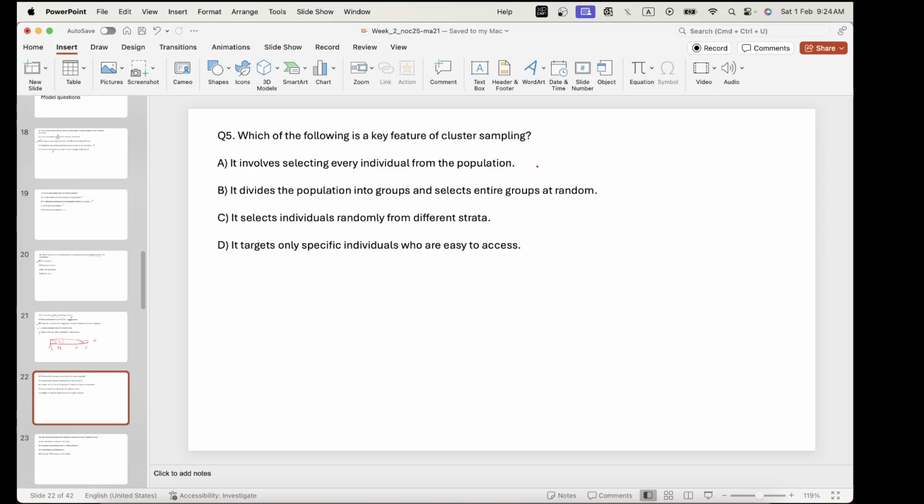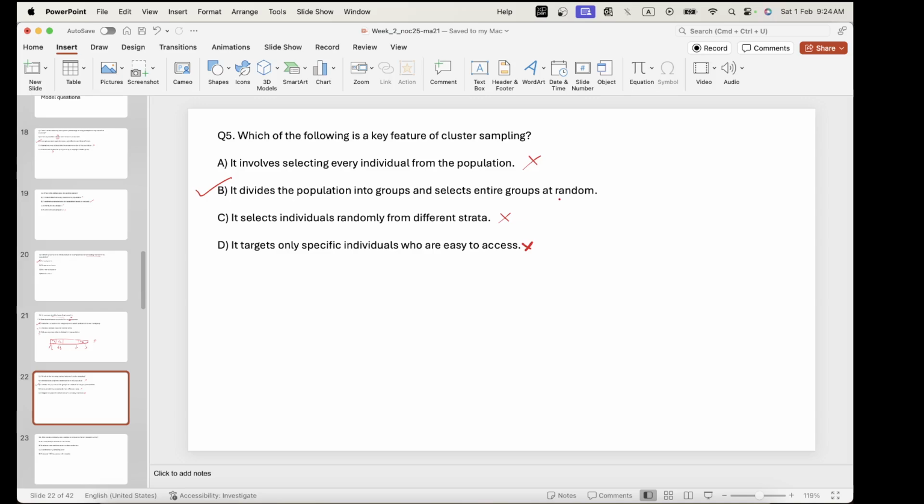Selecting every individual from the population? No. Individuals randomly from different strata? No, this is stratified. Targets only specific individuals, easier to access? No. Cluster is this one. It divides the population into groups and then one of the groups is selected at random.